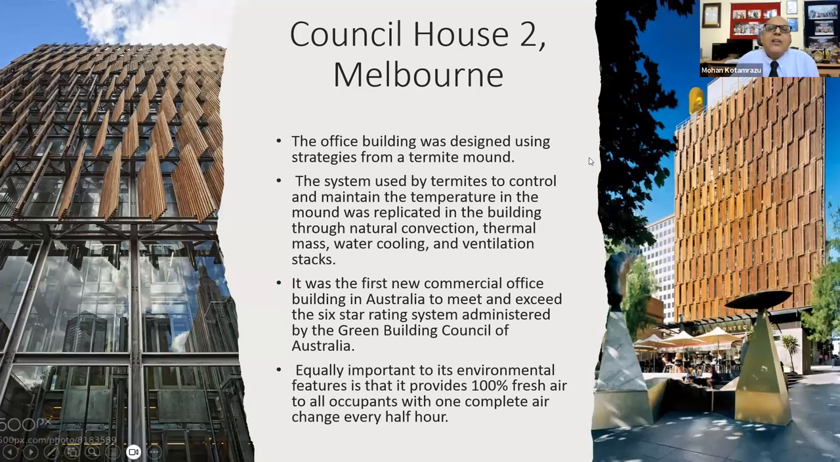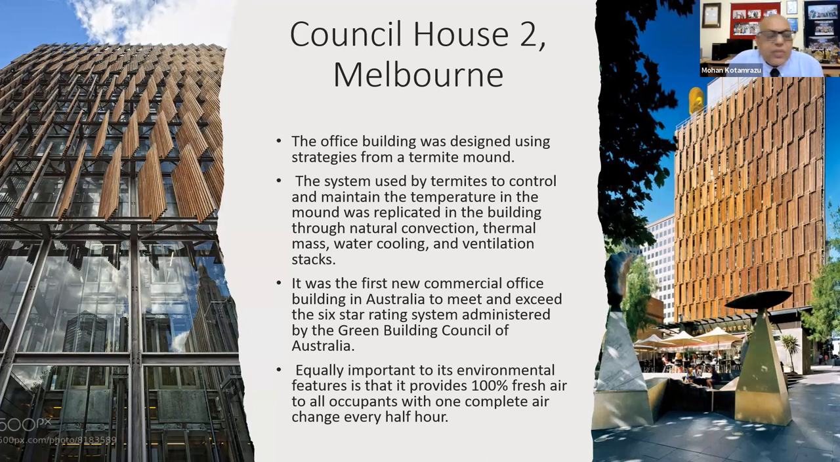There's another building in Melbourne, a public council building. This is an office building, and again it follows from a termite mound. It maintains the temperature through natural convection. If you look at the GBC LEED-type awards for buildings, you would find that this is one of the buildings which got a very high rating.